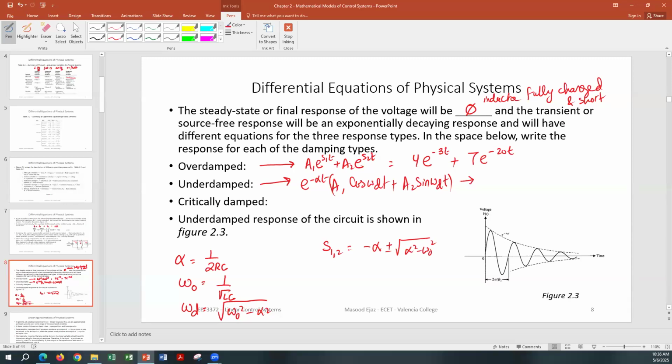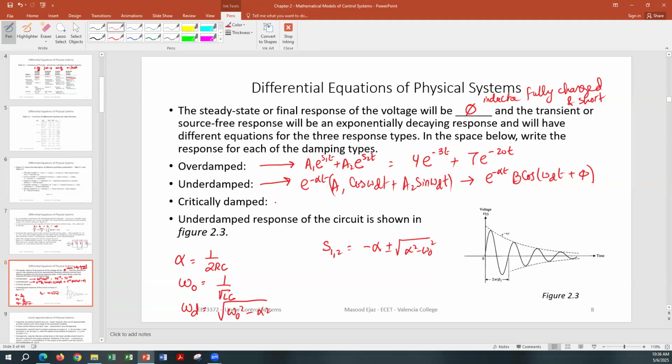This response can also be given by e to the power negative alpha t, B cosine omega_d t plus theta. Instead of having both cosine and sine, we can give B cosine omega_d t plus theta. B is usually the square root of A1 squared plus A2 squared, and theta is the tangent inverse of A2 over A1. And in the book, in the Laplace table, you will see an equation similar to that instead of this equation. And this response, of course, as you can see, is the underdamped response.